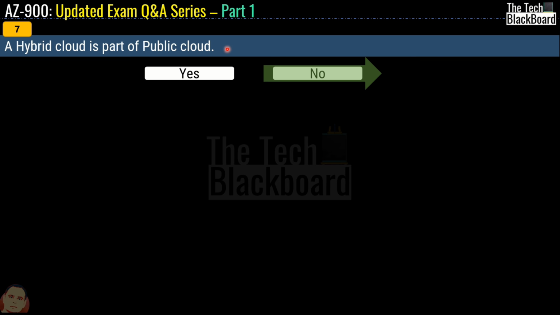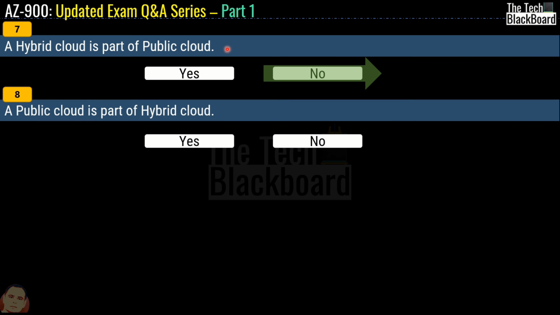So what is a correct statement? Let's figure out in question number 8. So now the statement in question number 8 says that a public cloud is a part of hybrid cloud. And this time this statement is correct. So you need to understand that hybrid cloud is not a part of public cloud. However, the vice versa is true, and public cloud is definitely part of hybrid cloud.